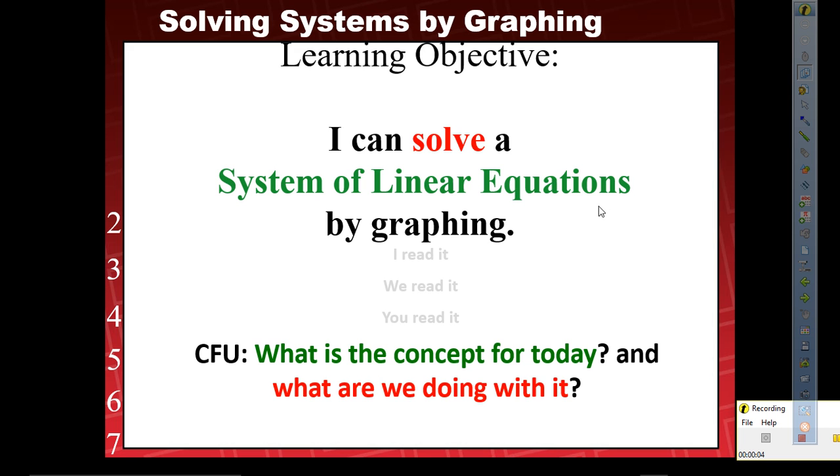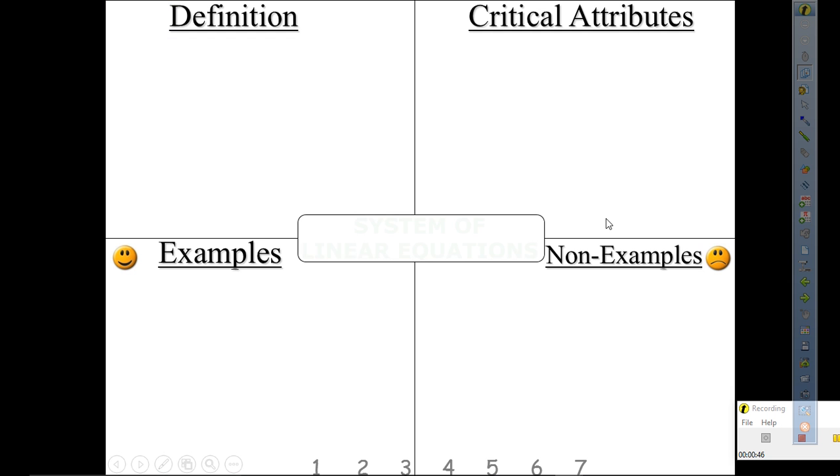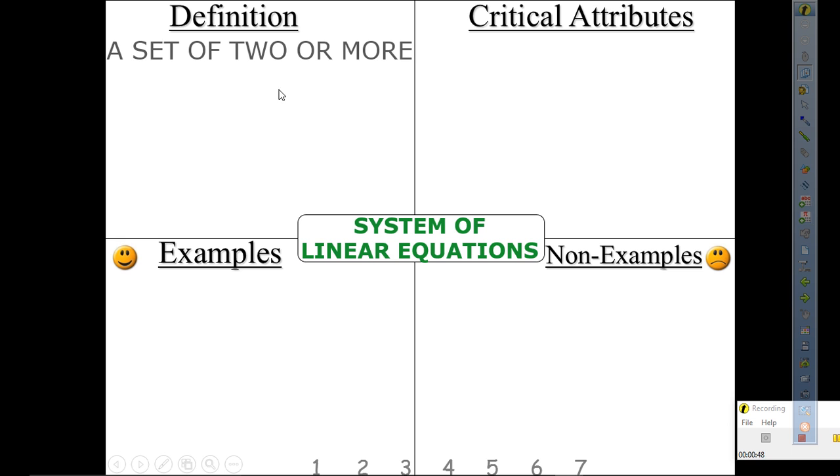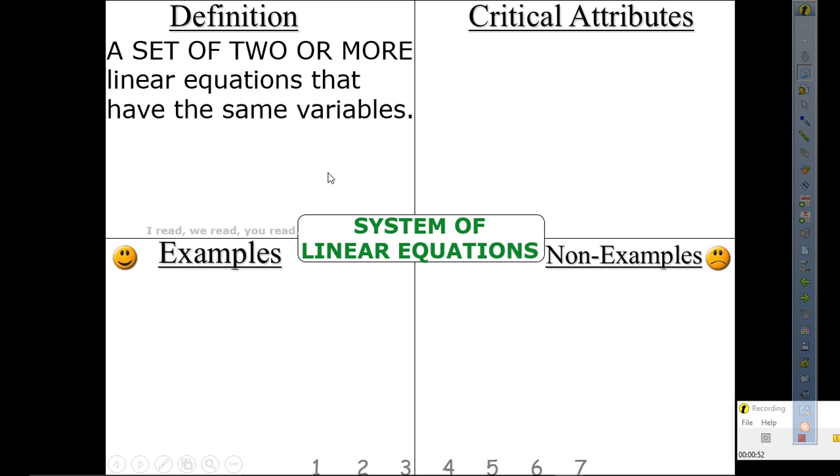In your foldable, let's find that out. Here it goes. A system of linear equations is a set of two or more linear equations that have the same variables. Let's see how that looks.